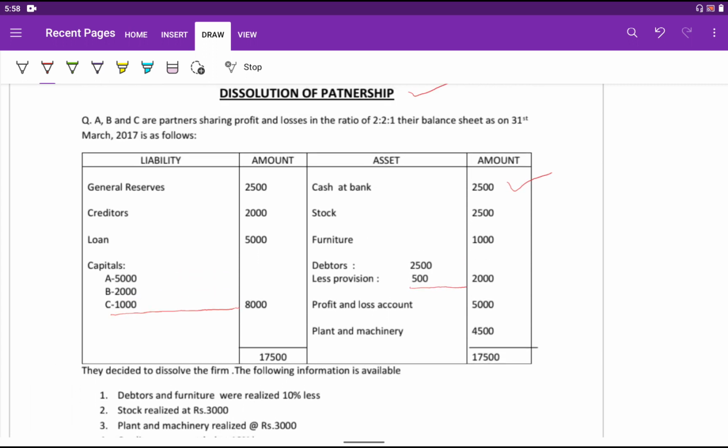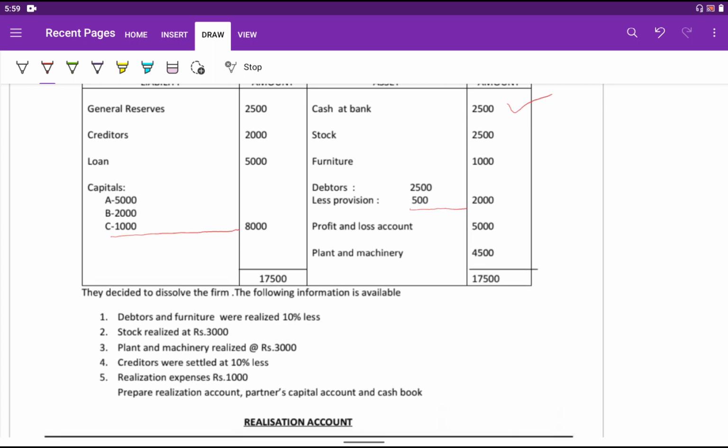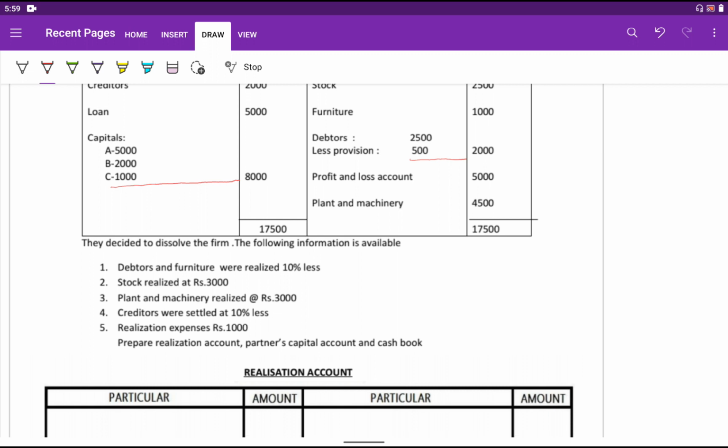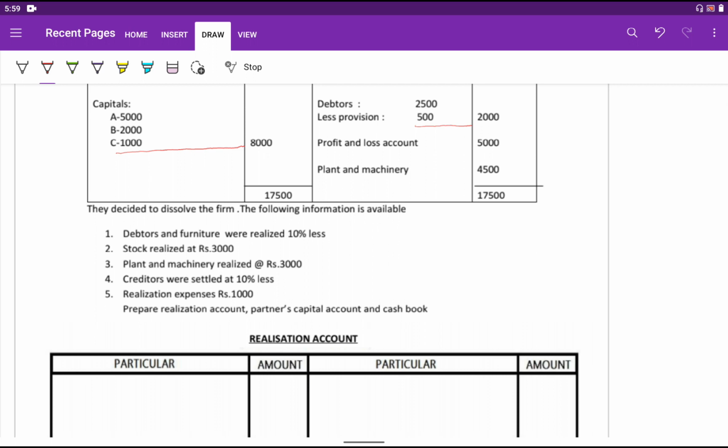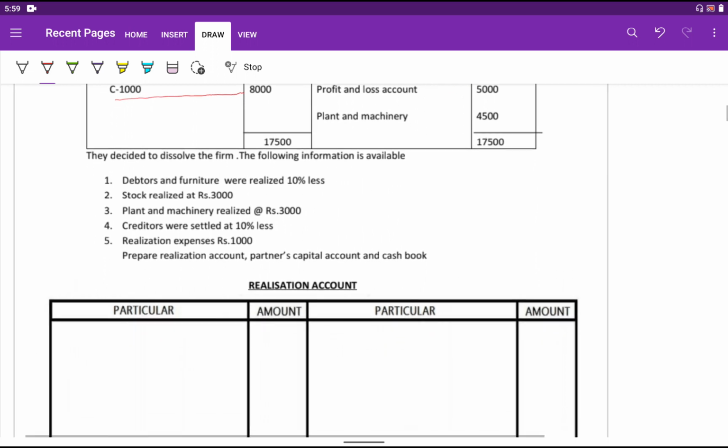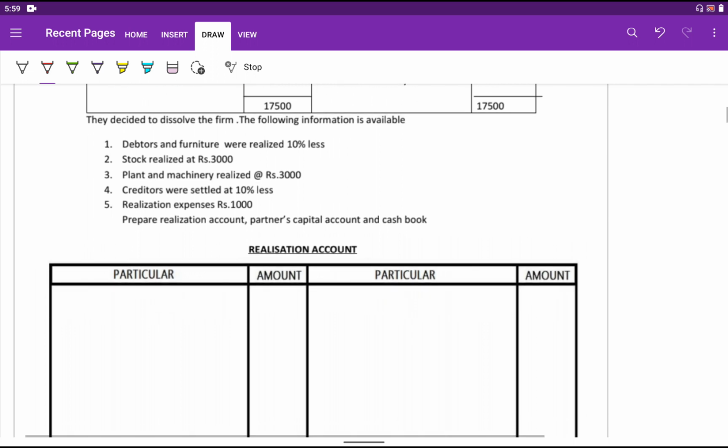One question is given: A, B, C are partners sharing profit and losses in the ratio of 2 is to 2 is to 1. Their balance sheet as on 31st March 2017 is as follows. On the balance sheet also given, you can see their adjustments. They decided to dissolve the firm. The following information is available: debtors and furniture were realized 10% less. Stock realized at rupees 3000. Plant and machinery realized at rupees 3000. Creditors were settled at 10% less. Realization expenses rupees 1000. Prepare realization account, partners capital account, and a cash book.